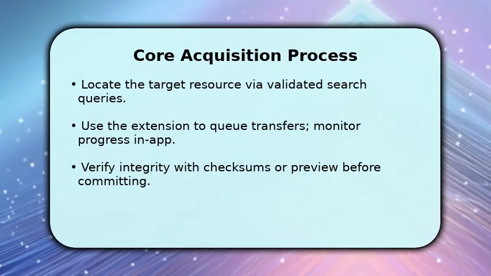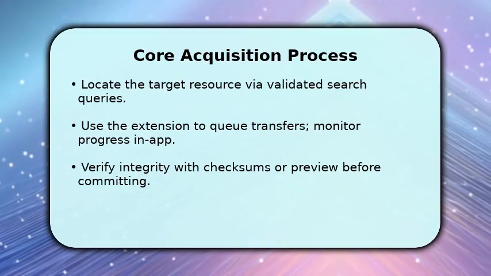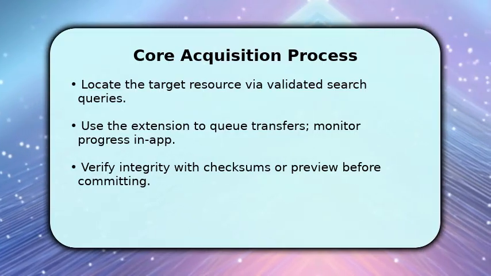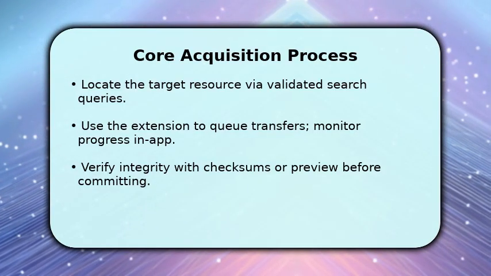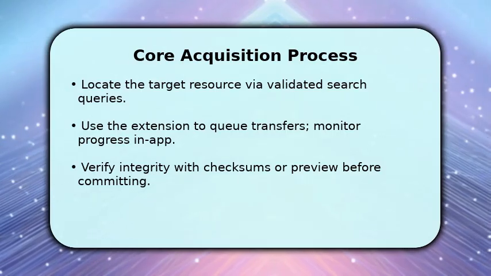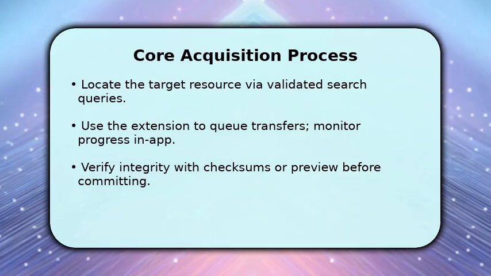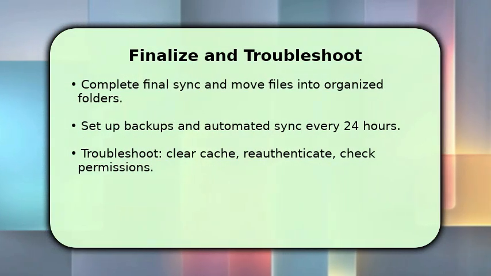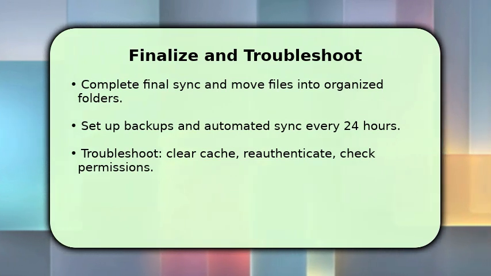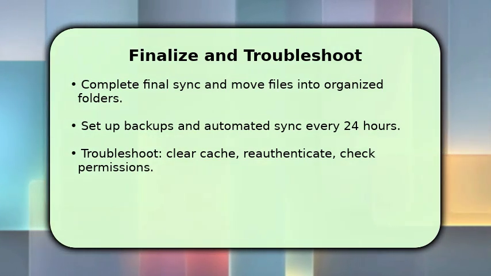This prevents corrupted copies. If a transfer stalls, clear temporary cache and restart the task. Retries often resume where it left off. Keep an eye on storage quotas as you proceed. You finish by moving the acquired Chomik into organized folders and triggering a final sync so everything is backed up.